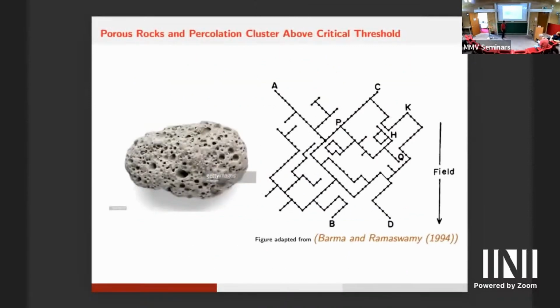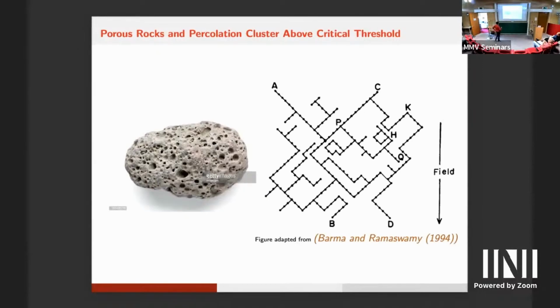Being a physicist, I'll try to motivate it from the physics background, and then we'll see how I can connect it to other contexts: biology, ecology, cell biology, etc. So think of a porous rock. I guess we all have seen what a porous rock is.